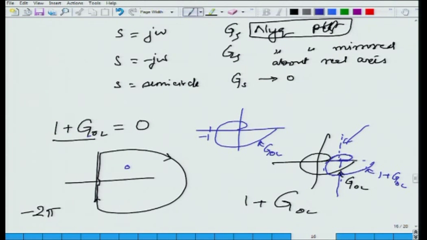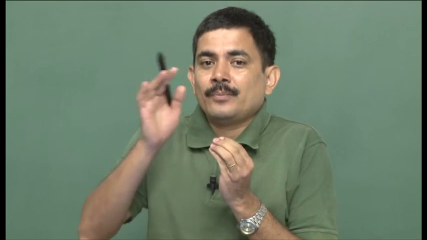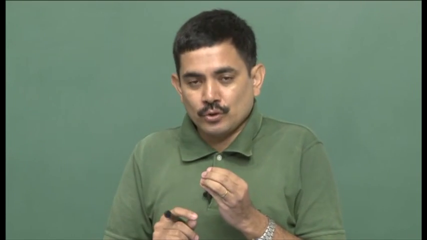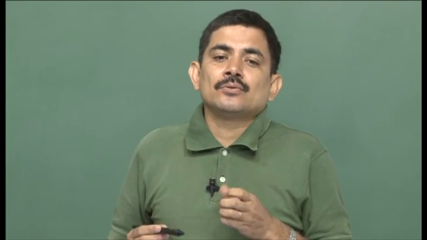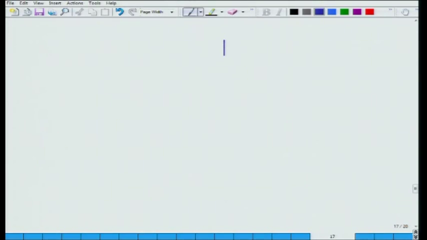Okay. So, well, that is that. This is where the Nyquist theorem comes from. If the Nyquist plot of G open loop does not encircle minus 1, 0, what that means is there are no roots in the right half plane of the equation that I am looking at, which is 1 plus G open loop equal to 0. On the other hand, if the Nyquist plot encircles minus 1, 0, the number of roots in the right half plane would be as many encirclements of minus 1, 0 as I have. So, I hope this clarifies where the Nyquist theorem comes from. How do we use it? Well, it is used as follows.